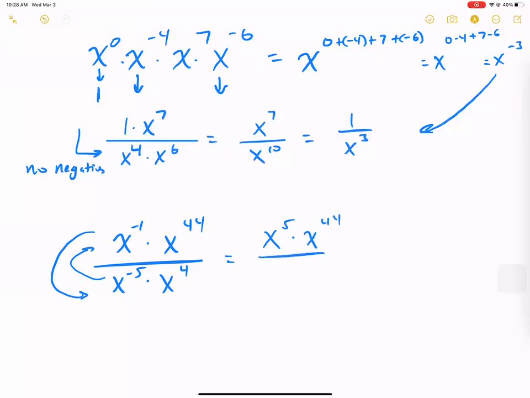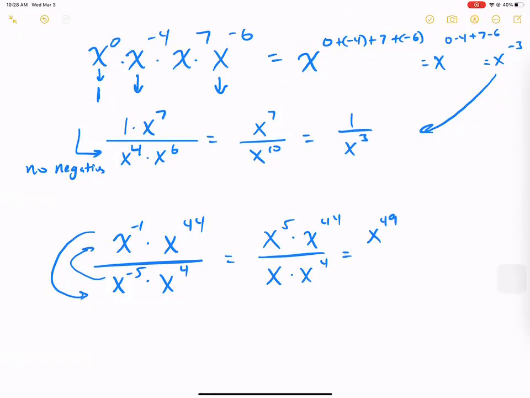On the bottom, we have x is negative 1. We're going to move it to the bottom. Okay, and you can write a 1 there. You don't have to write a 1. Just remember, whenever you see a variable by itself, there is a 1 exponent on top. So how many do we have on top? We actually have 49 on top, right? 5 plus 44 is 49.